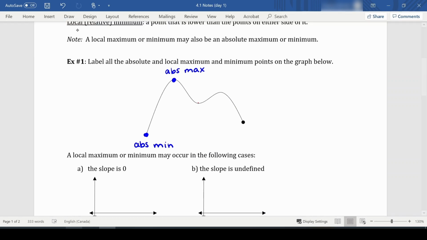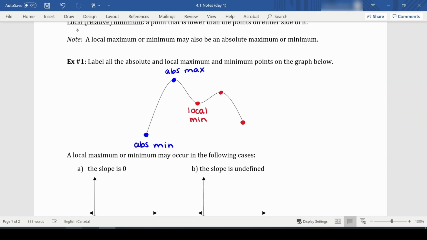Now we have a couple other points here, 1, 2, and 3, that are higher or lower relative to the points around it. This first one we drew in the middle is part of a valley or a minimum part of the curve, but it is not the lowest overall. So this would be a local minimum or a relative minimum.